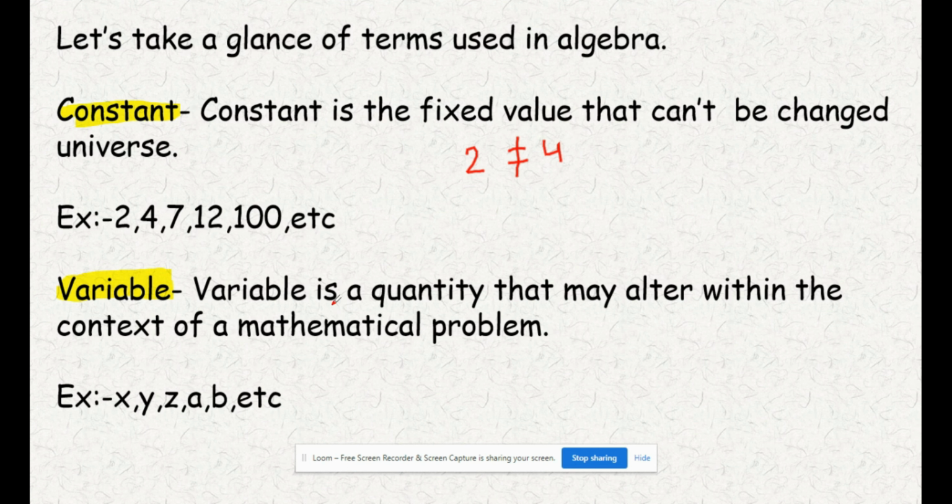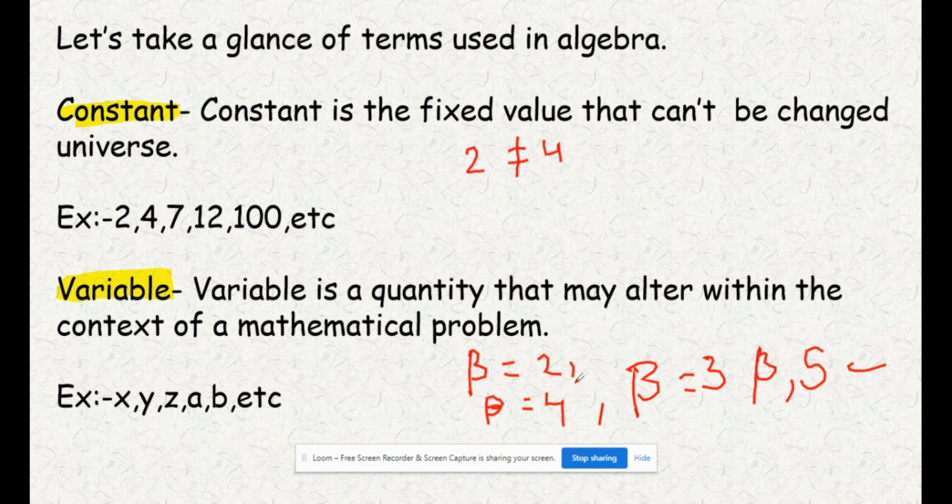Next, a variable is a quantity or value that may change or alter within the mathematical problem. A variable doesn't have a perfect fixed value. Let's take a variable as beta. In some questions beta is equal to 2, in some questions beta is equal to 4, in some it may be beta is equal to 3, in some it may be beta is equal to 5. The value of a variable varies from one question to a different question.